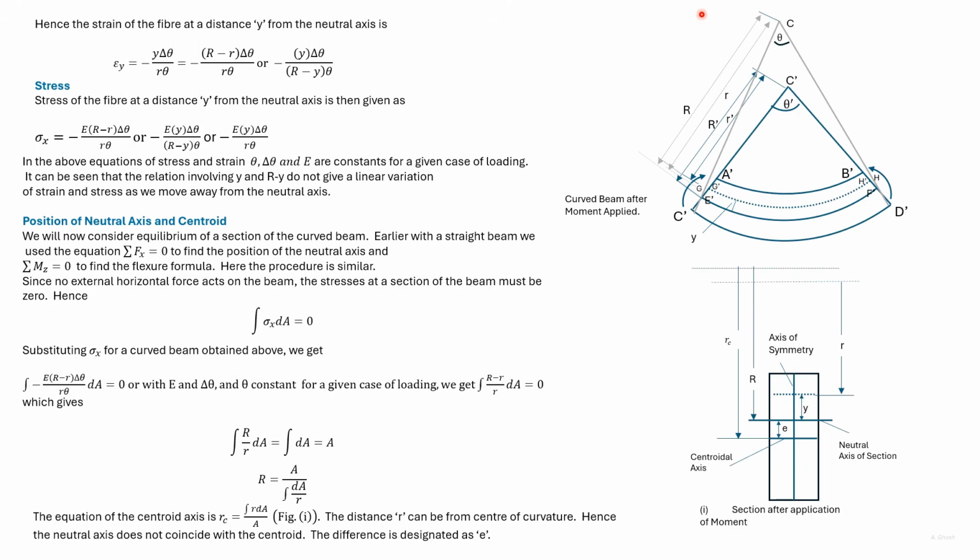So here in this diagram, we have given the radius of curvature of the centroidal axis denoted by RC, and the radius of curvature of the neutral axis denoted by R. The difference is designated as e.